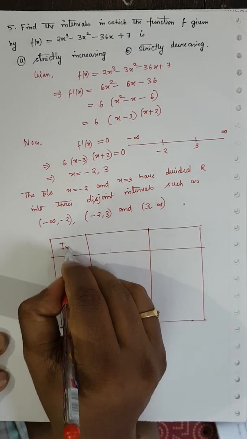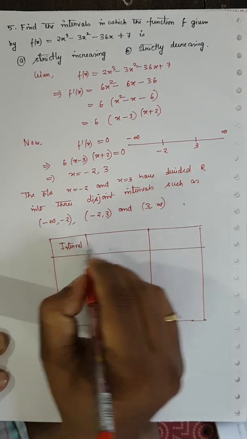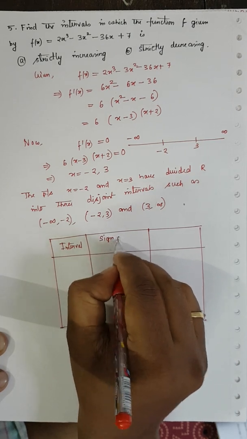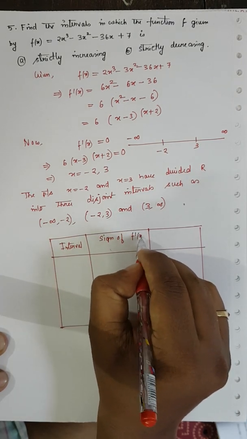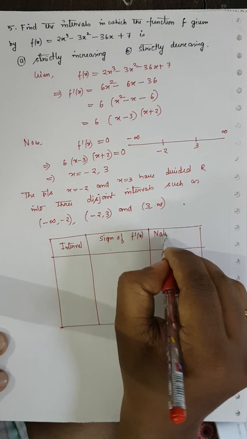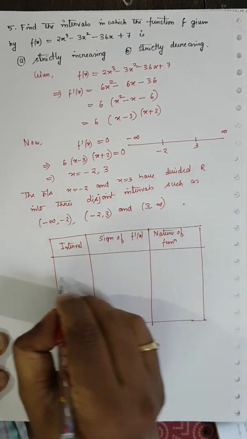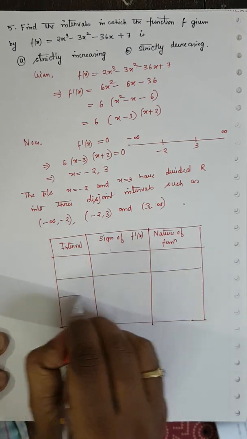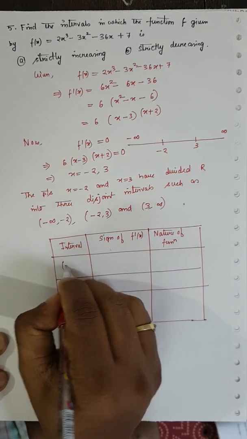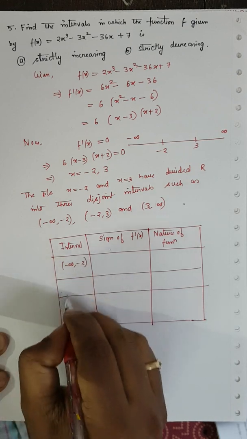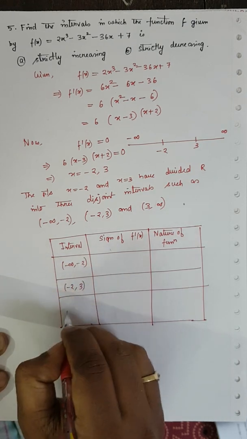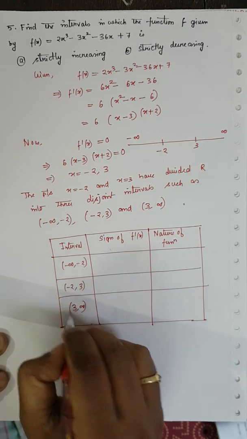This is interval, sign of f dash x, this is nature of function. Now the intervals are minus infinity to minus 2, this is minus 2 to 3, and this is 3 to infinity.